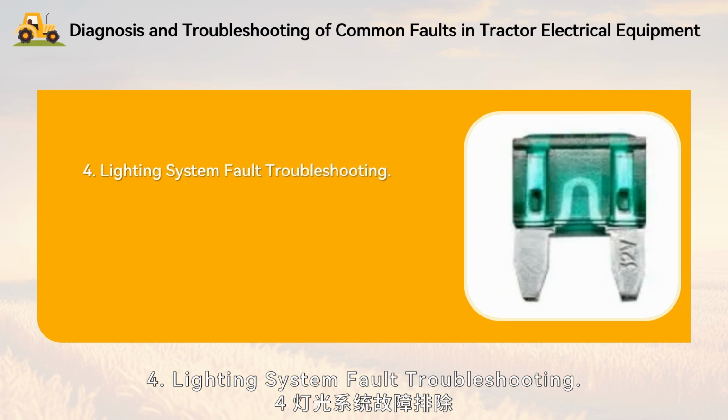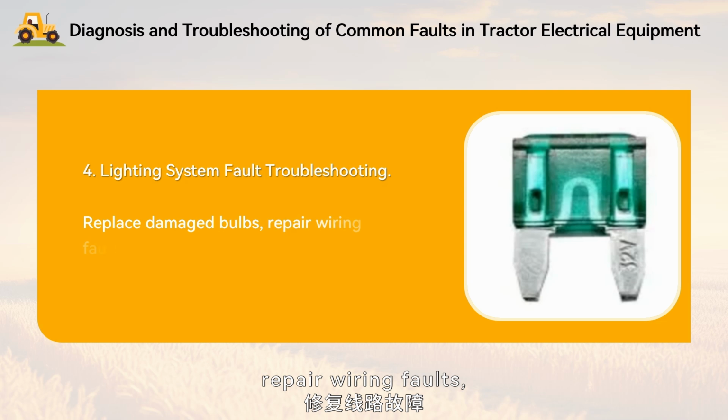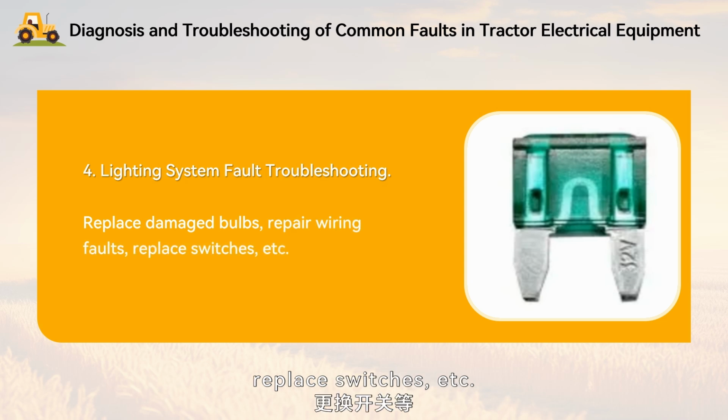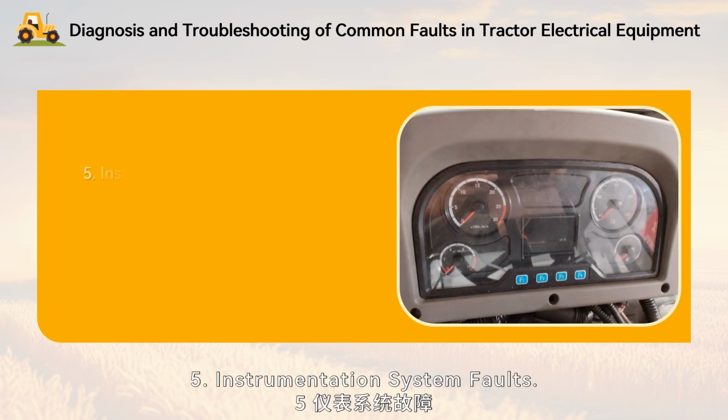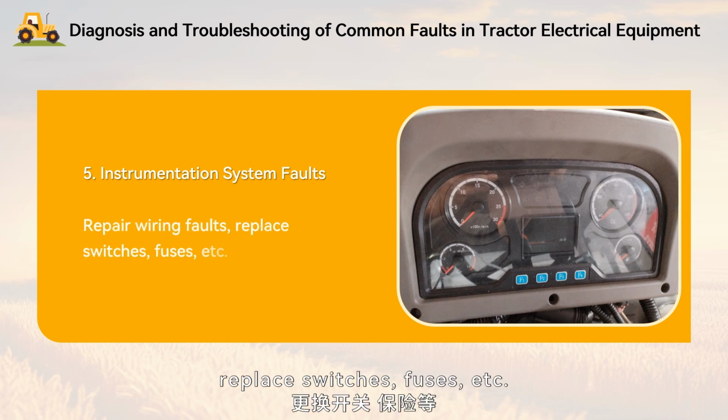4. Lighting system fault troubleshooting. Replace damaged bulbs, repair wiring faults, replace switches, etc. 5. Instrumentation system faults. Repair wiring faults, replace switches, fuses, etc.